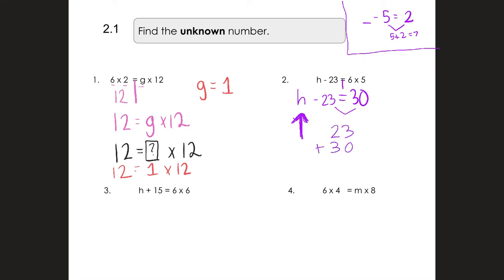23 plus 30, 53. So H equals 53. I can check my work by completing the equation that I just made. So if 53 really is my answer, then if I actually do 53 minus 23, it should give me 30. If it does, then I know I did the math correctly. Let's see. 3 minus 3, 5 minus 2. Yep, it's 30.